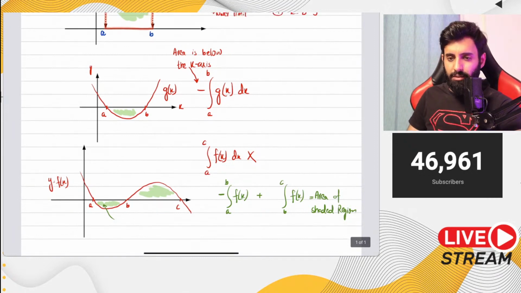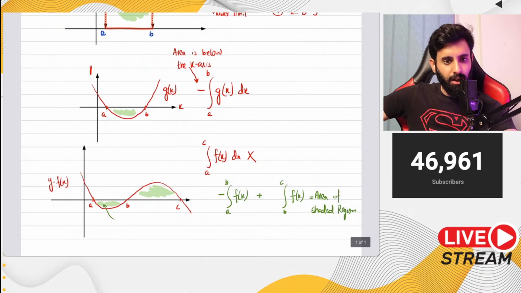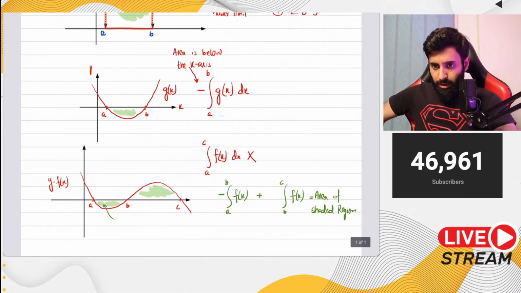Then you have more cases where the area is in between two curves and stuff like that. More about that later. We learn that through questions only. But yeah, you basically have to apply the modulus. You can think of it that way as well.